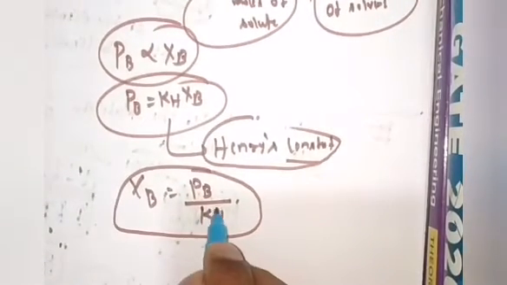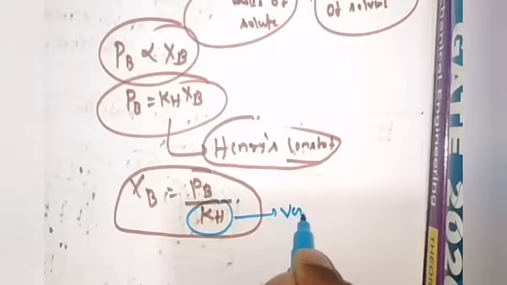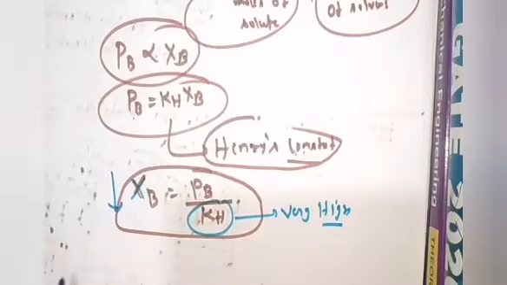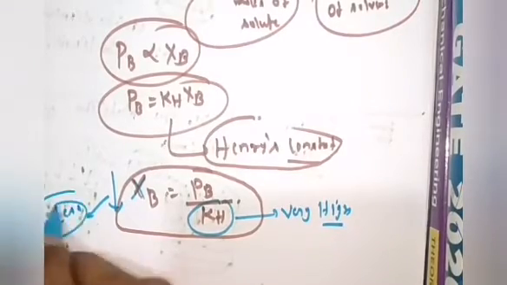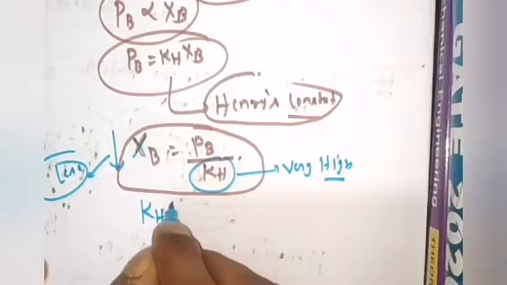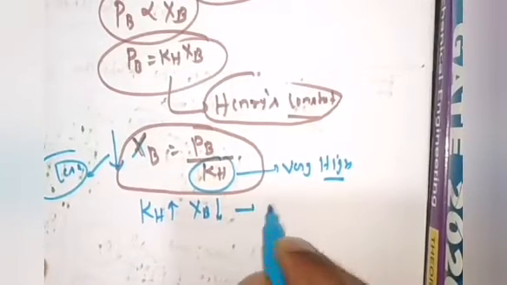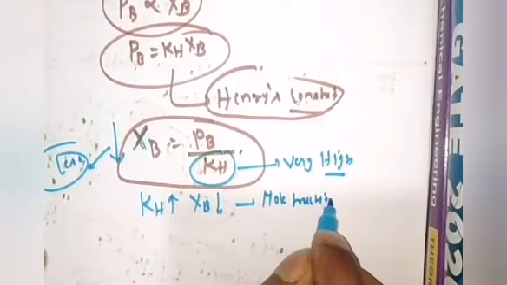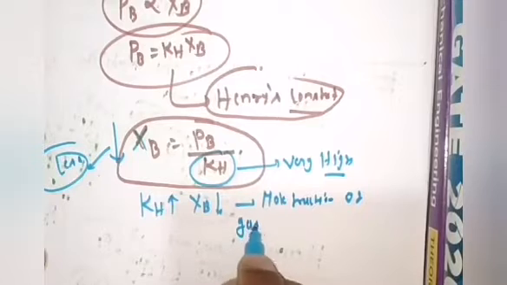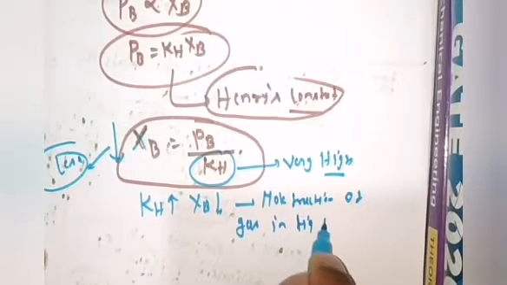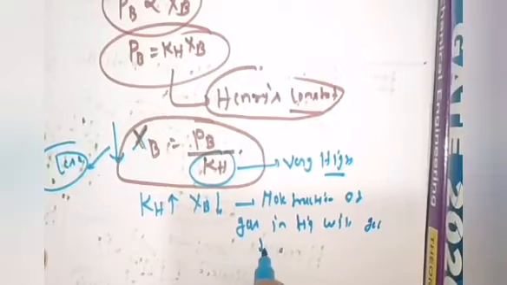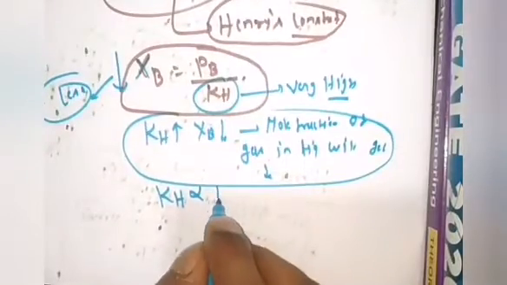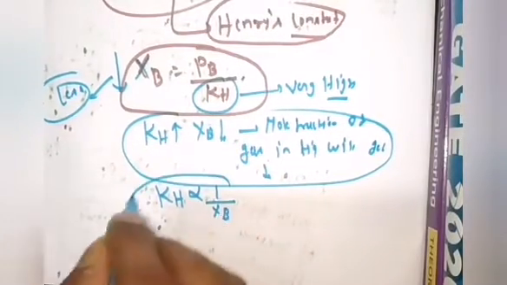Now here see, if the value of KH is very high, then what will happen? The value of XB will be less. That means if you increase the KH, then the mole fraction of gas in liquid will get decreased. Okay, means KH is inversely proportional to the mole fraction of gas in the liquid.